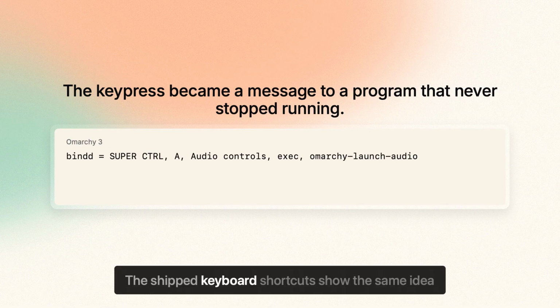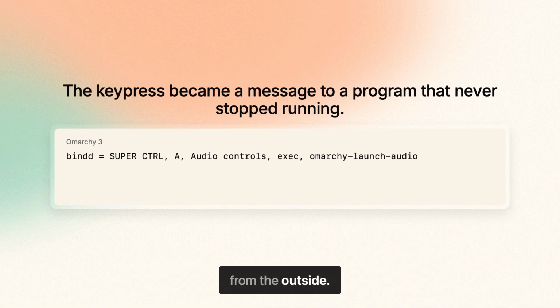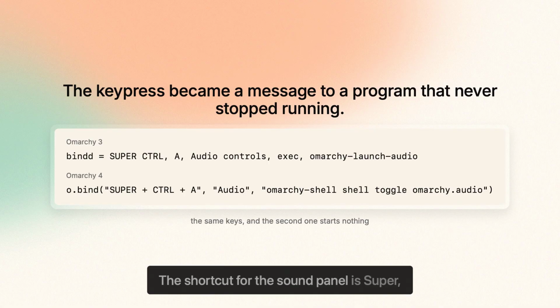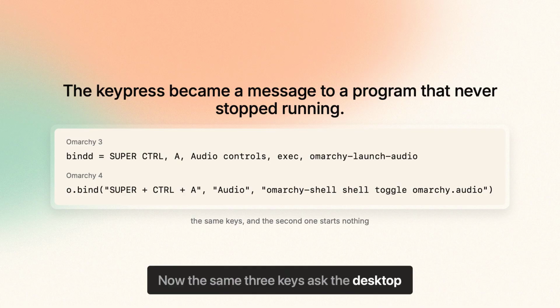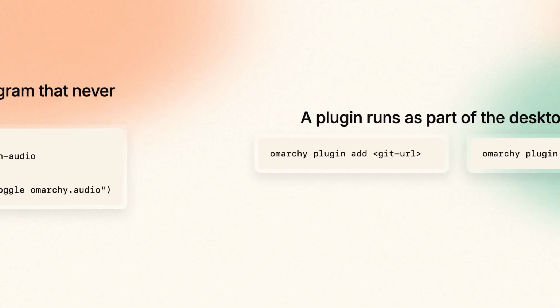The shipped keyboard shortcuts show the same idea from the outside. The shortcut for the sound panel is Super Ctrl A. Before this release, those 3 keys ran a script that started a sound program in a terminal window. Now the same 3 keys ask the desktop itself to show the sound panel. That desktop program was already running.